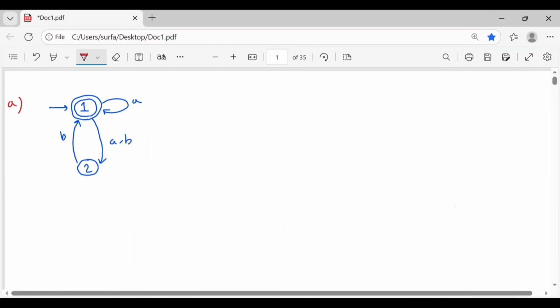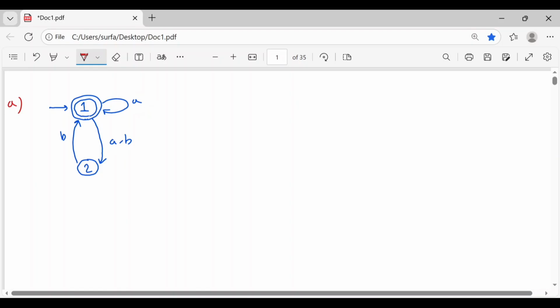Actually, I wrote them here. This is the first NFA that we have. It has only 2 states and the transition function, as you can see here. If we are in state number 1 and we see an A, we can stay in this state or go to the next state with this A here. If we are in state number 2, we can go to state number 1. And if we are in state number 1 and we see a B, we can go to state number 2. This is the transition function that we have.